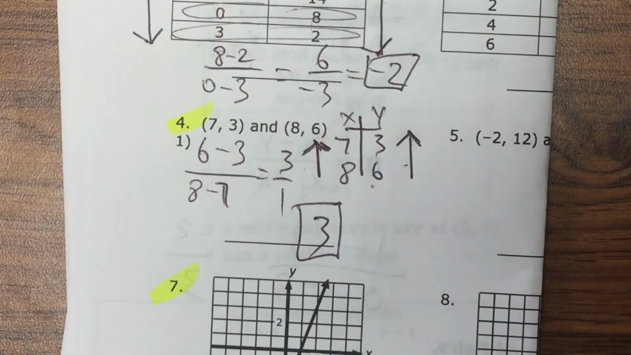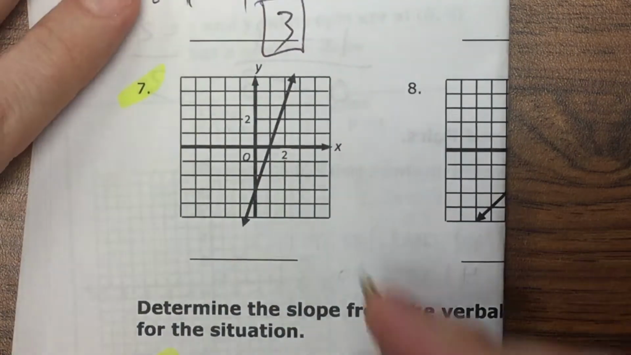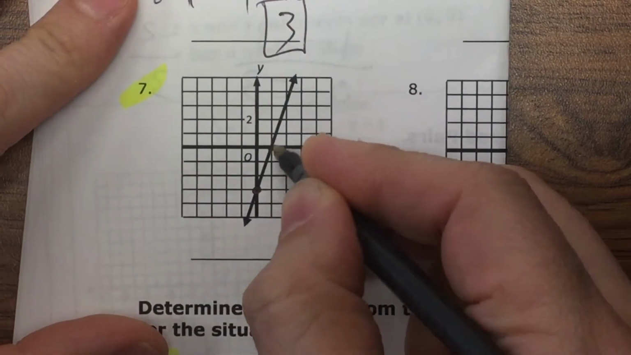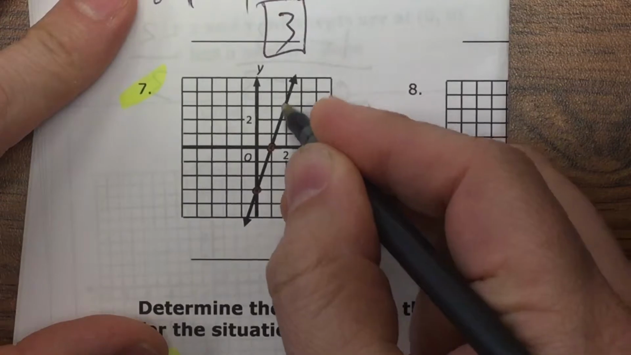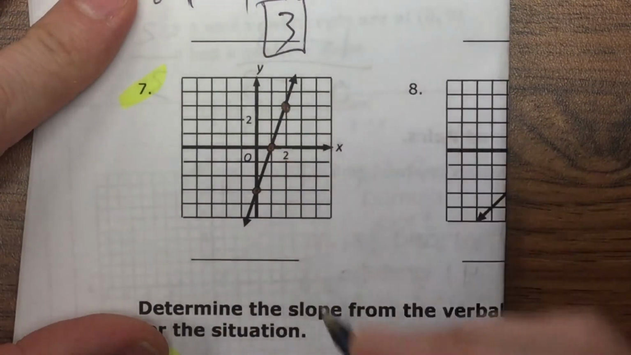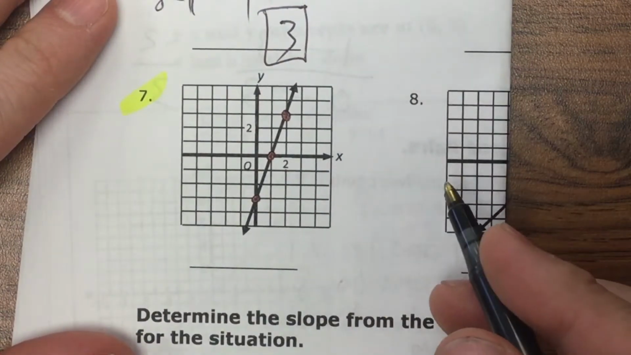Number 7, we're going to do the other way that I showed you on that last page. We're going to find friendly points. Okay, that looks like a friendly point. I do encourage you to find as many as you can because you may not. You want to make sure your pattern is consistent throughout the entire graph, all right? I got 3 friendly points.